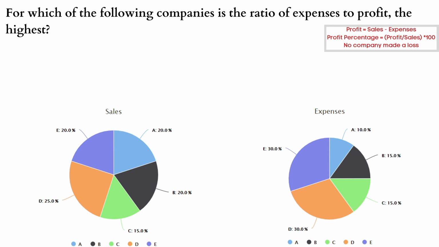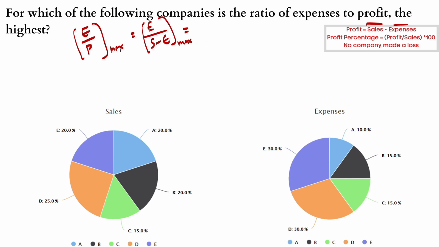For which of the following companies is the ratio of expenses to profit the highest? Okay, so what are we asked here? We are asked to find out expense by profit, right? And for which company the expense by profit is maximum. So we must maximize the value of E by P. E by P, if we observe here, can be written as E by (sales minus expenses), so E by (S minus E). And if we take E common here, we have 1 by (S by E minus 1). So we must maximize this value.